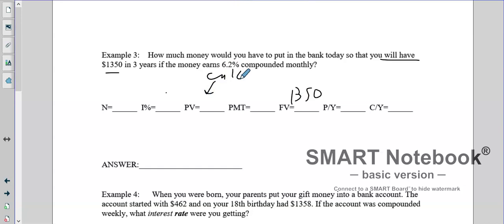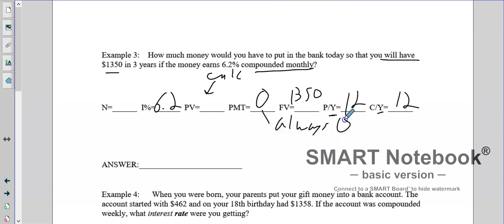Okay. Now it says 6.2%. It says compounded monthly. So that's our 12 payments per year. Compounding periods per year. And it says right here, Y, for year. So how many times in 1 year? We're always going to leave the 0 in these problems, unless we're going to add something, but we're not usually going to do that in this class. Now, the most important thing here that we have to do a little thinking on is n. Okay? So it's 3 years.